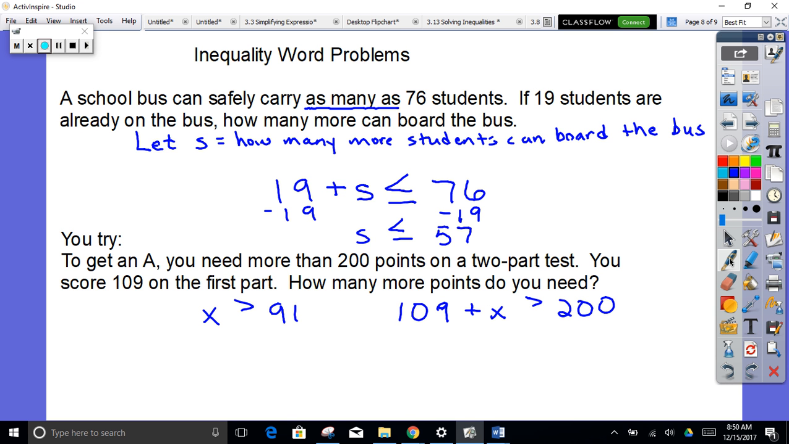So let's check that. Let's pick a number greater than 91. Let's pick 100, because that's a nice easy one. So if we picked 100, let's check that in our original thing. You need more than 200 points. You already scored 109, so 109 plus 100 would be 209. That's more than the 200 that you need. So that would be correct. Okay, any questions about that?